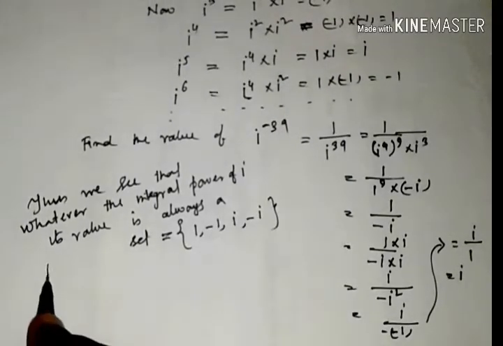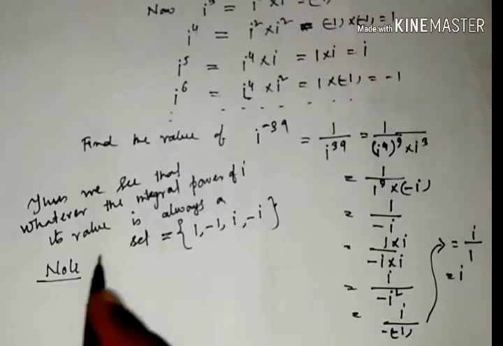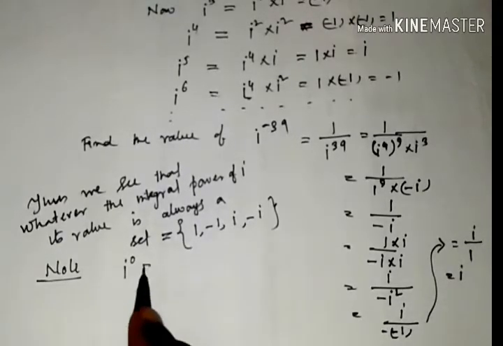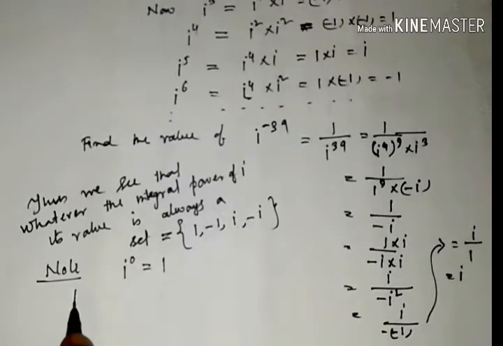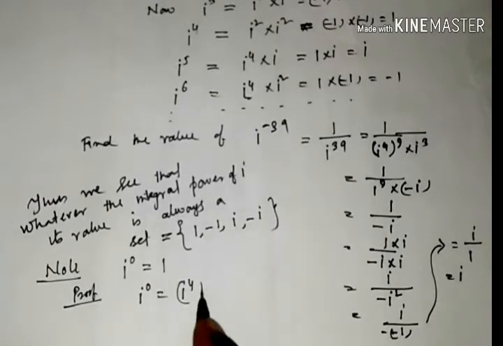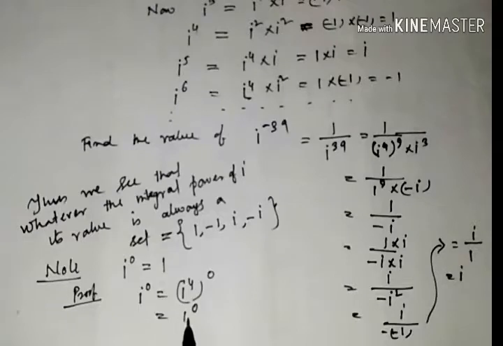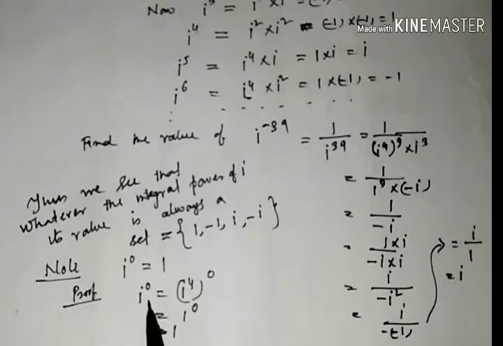One thing to note: i to the power 0 is equal to 1. We can prove it. I to the power 0 is equal to i to the power 4 to the power 0. We know i to the power 4 is equal to 1, therefore it is 1 to the power 0, and anything to the power 0 is equal to 1. Therefore we can write i to the power 0 is equal to 1.